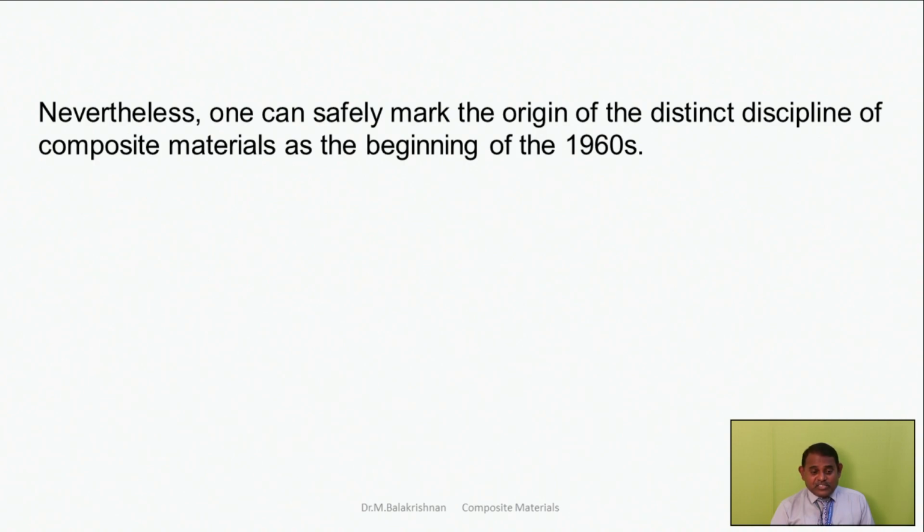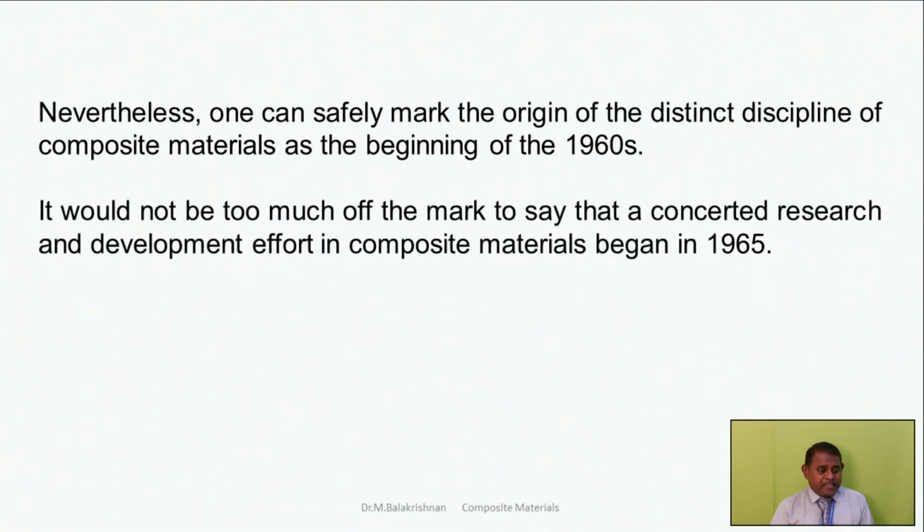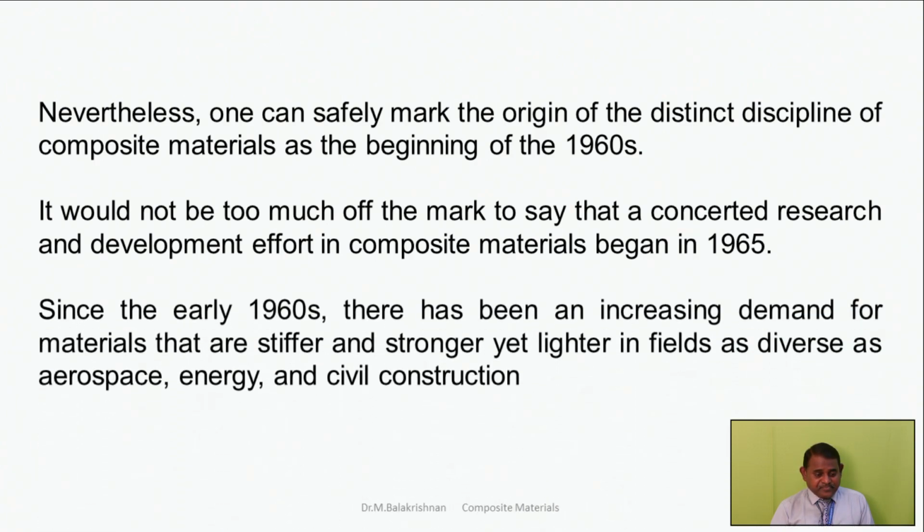As we discussed in the previous slide, the composite is not a new one, and it may go back to the evolution of the earth, yes, but the application of composite materials to the engineering industry started picking up from the 1960s. That is the reason why it is claimed as composite science, and its application starts from the 1960s. And it would not be too much to say that concerted research and development effort in composite materials began in 1965.